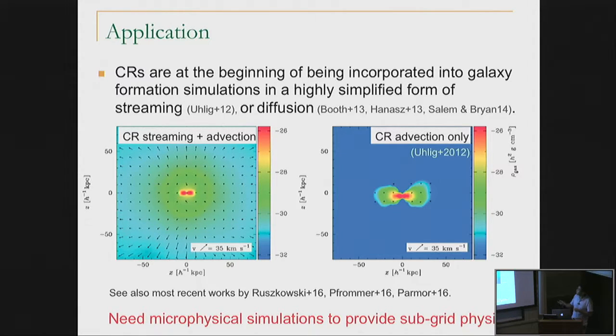If you just allow cosmic rays to be passively advected by the gas, basically this is a galaxy formation simulation, you get nothing. You just get a galaxy, nothing else interesting happens. But when you allow the cosmic rays to stream in, it generalizes with MHD simulations with anisotropic diffusion and so on. What we need to do is to use this microphysical simulation that I just described to provide a subgrid physics.